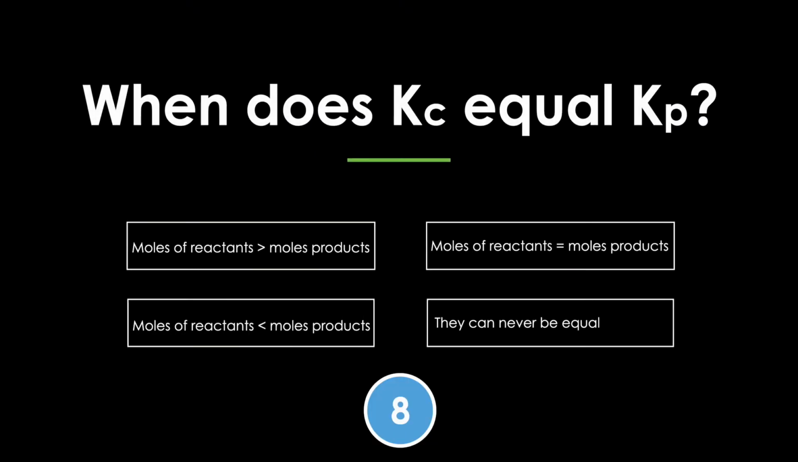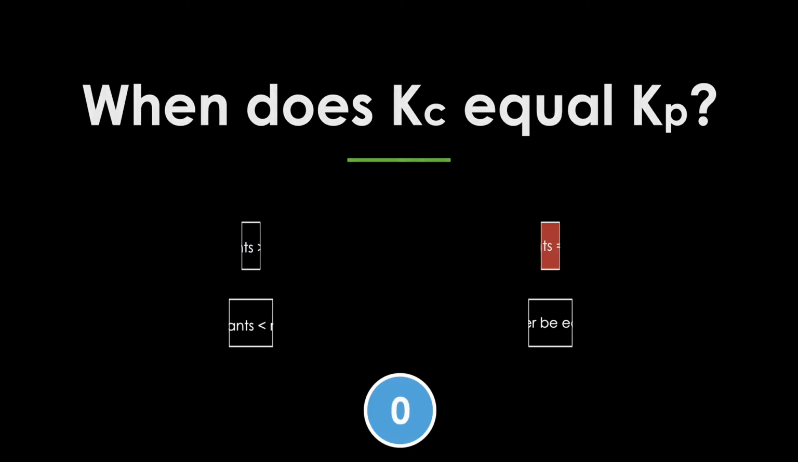Now here's a small question. When does Kc equal Kp? This occurs when you have an equal number of moles on both the product and reactant side.